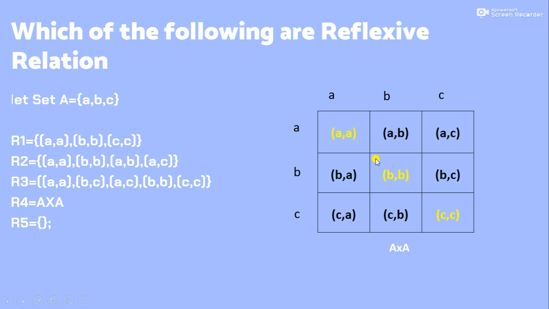In simple words, a reflexive relation is one in which every element is related to itself. We can also call a reflexive relation a diagonal relation, where the diagonal elements need to be present. So in a reflexive relation we must include these diagonal elements.